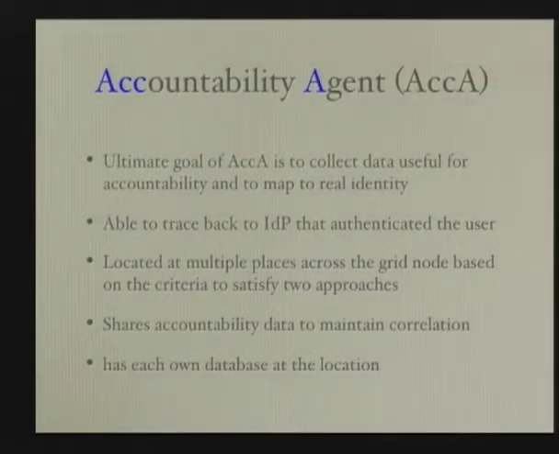Accountability agents. The original role of the accountability agent is to collect data useful for accountability and to map users' activity and resource consumption to real identities. Accountability agents are able to trace back to identity providers if an identity management system such as Shibboleth is employed to authenticate the users. Accountability agents are located at multiple places across grid nodes, based on criteria to satisfy two strategies, and share accountability data to maintain correlations. They also each have their own database at their locations.